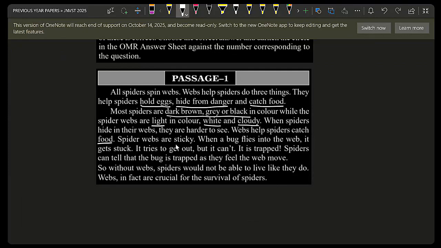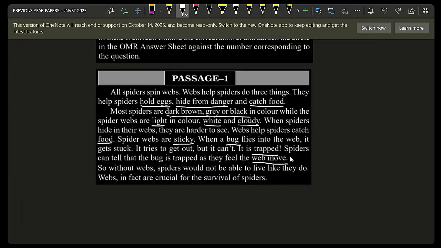Spider webs are sticky. Sticky means if you just touch it with your hand, it will stick to your hand. Similarly, when small insects come in contact with the web, they stick to the web and they cannot escape, and spiders attack them. When a bug flies into the web, it gets stuck. It tries to get out, but it cannot, and it is trapped. So this is the plan by the spider. Spiders can tell that the bug is trapped as they feel the web move. So when any insect is trapped in the web, it tries to escape and the web is moving.